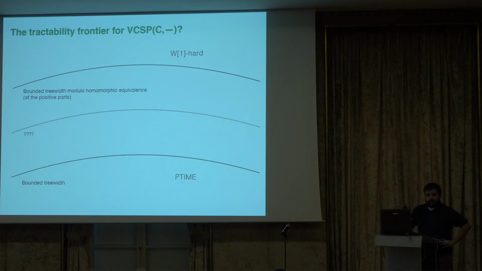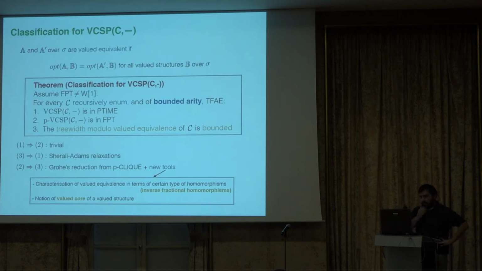And the idea, as in the previous example, is to introduce a new notion of equivalence that is more suitable for BCSP, right? This notion is as follows. We say that A and A prime over the same signature sigma are valued equivalent if the optimum is precisely the same for all right-hand side structures B, independently of B, okay? So this is the notion of valued equivalence.